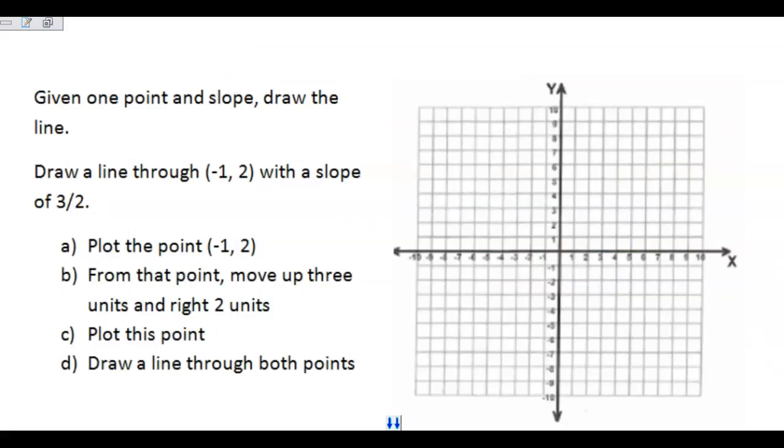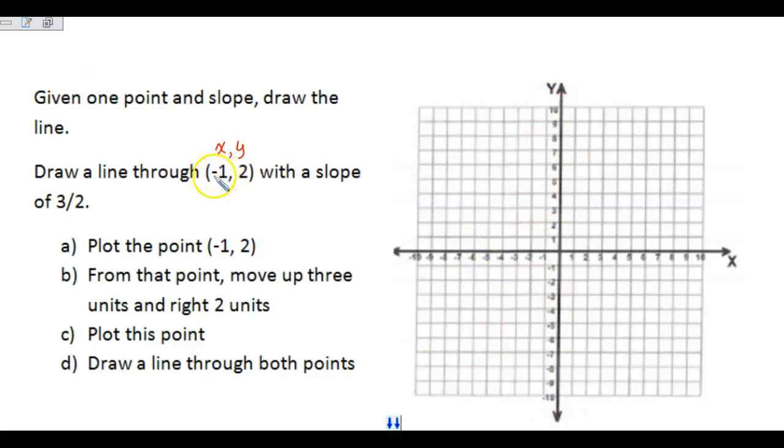Sometimes you're given a point and you're given the slope and they want you to draw the line. So we have this grid and they're telling us to draw a line through -1, 2 with a slope of 3/2. So the first thing I do is plot my point. And remember that this is my x value and this is my y value. The x values are found on the x-axis and the y values are found on the y-axis.